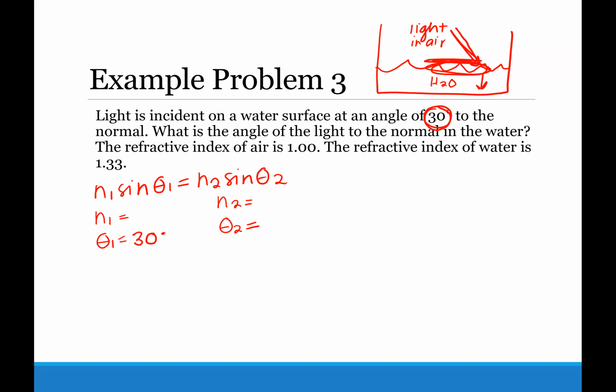The problem then goes on to ask you, what is the angle of the light to the normal in the water? So they want to know the angle here. So we're going to be looking for angle 2. It says the refractive index, which we already know to be N, of air is 1.00. And then the refractive index of water is 1.33. So now that we know all of our variables, we can plug everything into the equation.